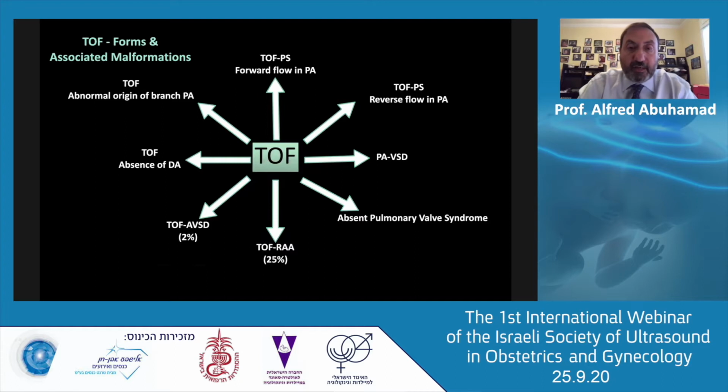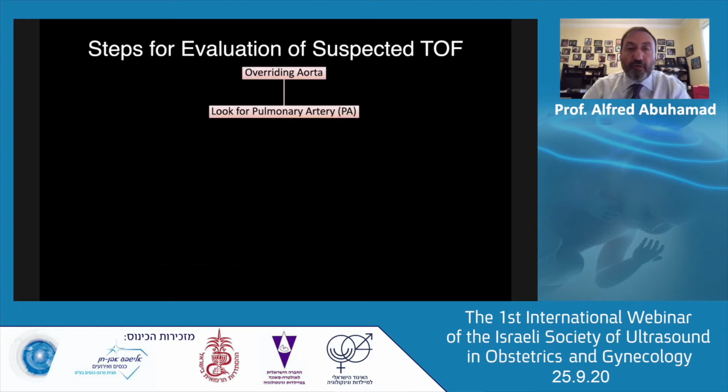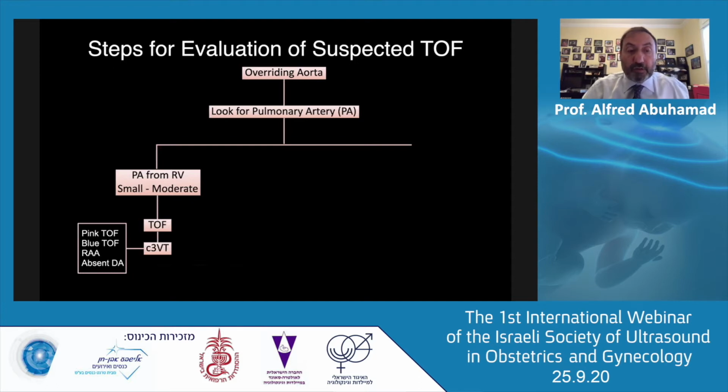Tetralogy of Fallot, as you see here, is a very complex malformation that has many different features that are listed on this slide. What is really important as you evaluate tetralogy of Fallot: you look at an overriding aorta, you should look for the pulmonary artery. If it is arising from the right ventricle, look at the size. If it's small to moderate, then you confirm tetralogy of Fallot. And then here you look at the 3-vessel trachea view. That helps you differentiate: is it pink tetralogy of Fallot? There's forward flow in the pulmonary artery. Is there reverse flow in the pulmonary artery? And this baby will become sick immediately after birth, what we call blue tetralogy of Fallot.